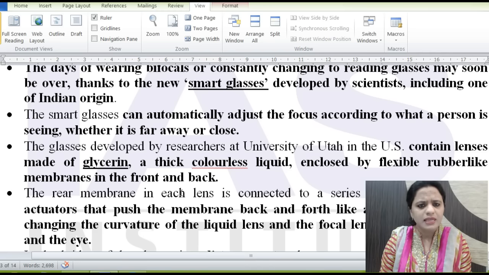Glycerin is a thick colorless liquid. So this membrane can go back and forth. There are mechanical actuators which are fixed here. They push the membrane back and forth so that the curvature of the liquid lens changes, and that's how the focal length changes, both when things are closer and when things are farther away. So that focal length is adjusted.